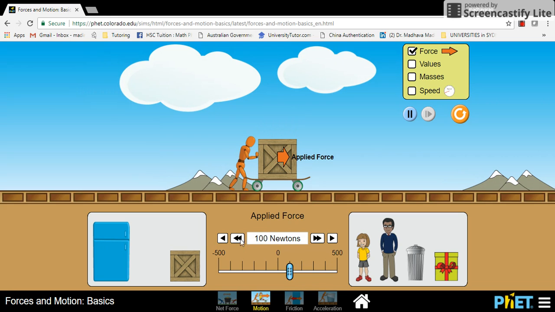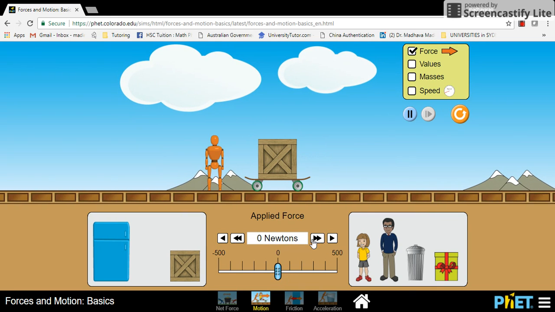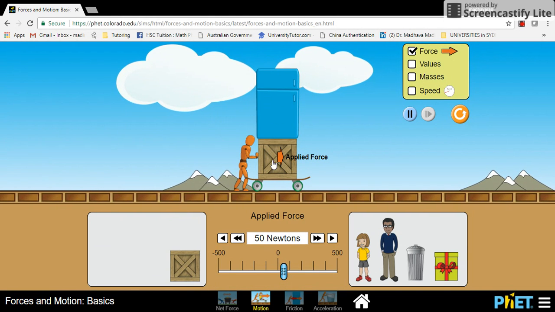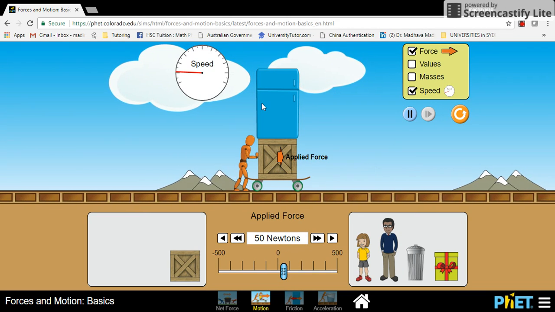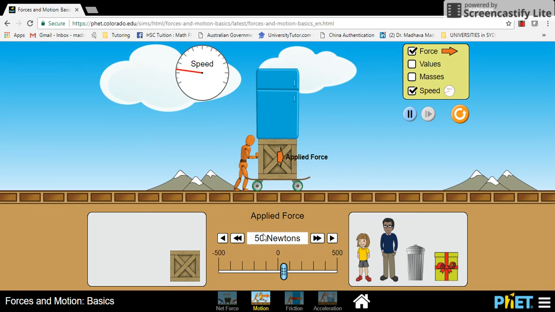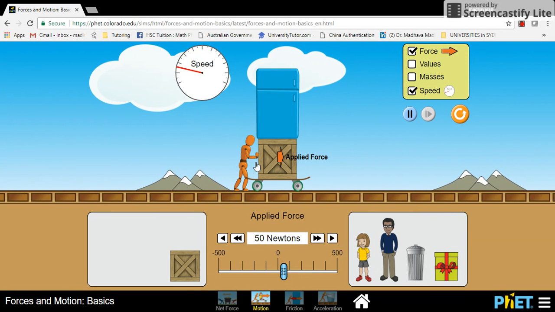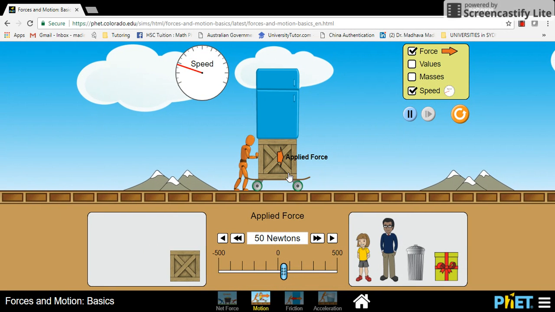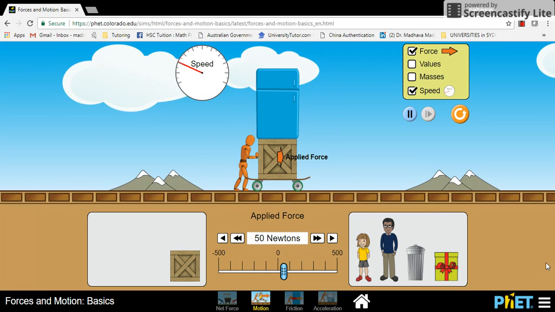Now as you can see, if I apply more force, let's start again. Let's apply more force, 15 newtons of force. Now you can see you don't need to be that patient anymore. The speed increases faster, because the force is high enough to create a large amount of acceleration, and that means the speed is increasing rapidly.